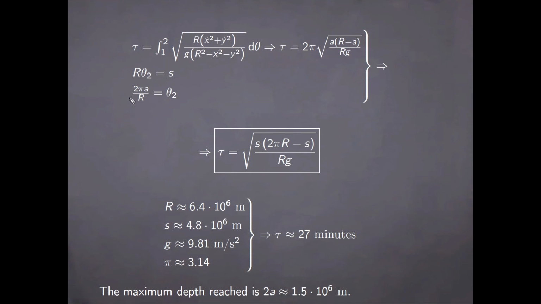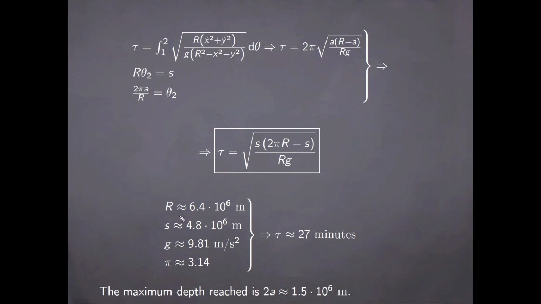And this angle is simply given by the ratio between 2 pi times a divided by capital R. And as such, I can use this expression to find S, and then I can solve it for a, and finally I can write the time as a function only of S, R, and g, and it should be the formula here.